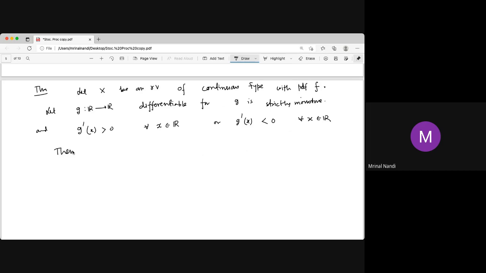Then the result is that the random variable Y, which is g(X), is also a random variable of continuous type.